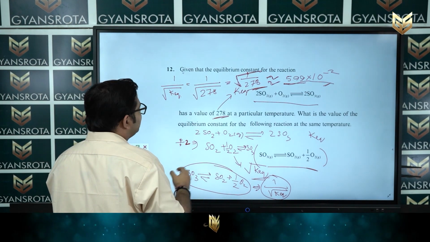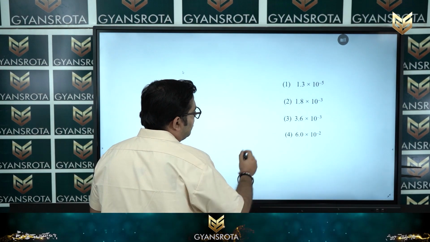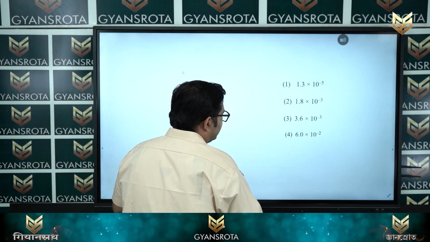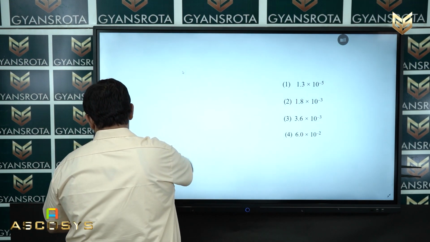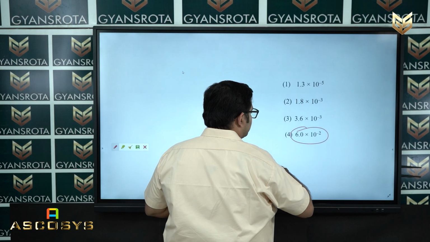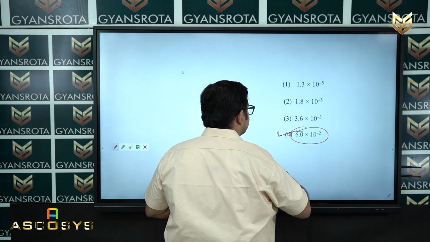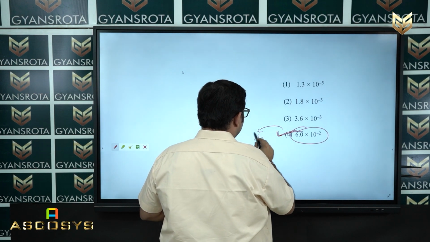Now let's see the options given. Among these 4 options, the nearest value is 6.0 into 10 to the power minus 2, which is our 4th option. So the 4th option is the correct answer of your question number 12.